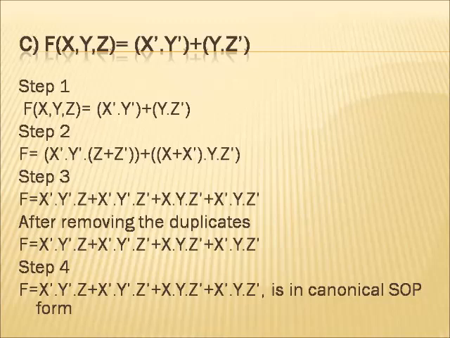Now our next step is to remove the duplicate. So after removing the duplicates, we are getting f = x bar·y bar·z + x bar·y bar·z bar + x·y·z bar + x bar·y·z bar. So the given expression, we have converted that into its canonical form.